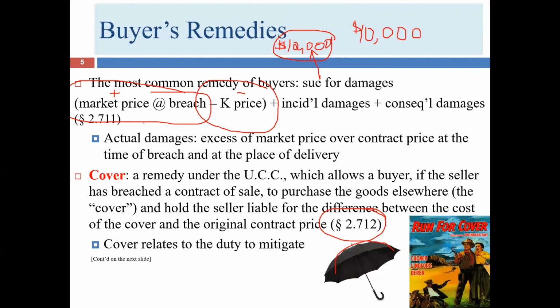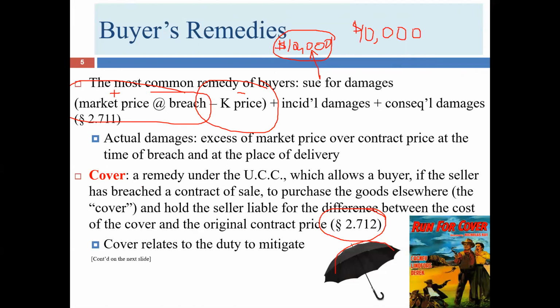Now, of course, it's always possible that the price of the item has actually dropped and the buyer is able to buy the item not for the $10,000 that he initially contracted for, but maybe for $9,000. So it's fortunate for him that there was a breach, but that's not the usual situation.